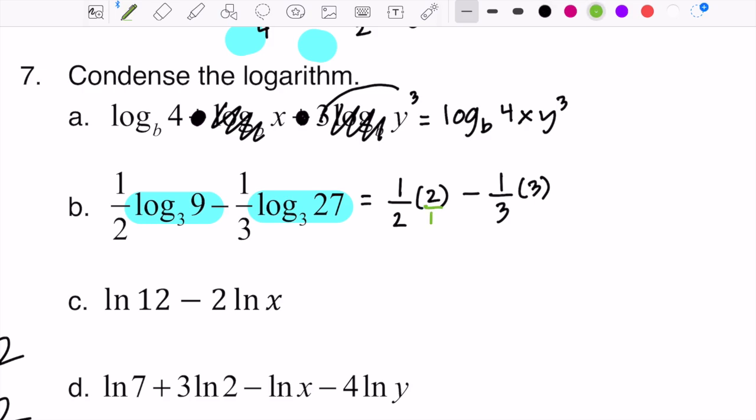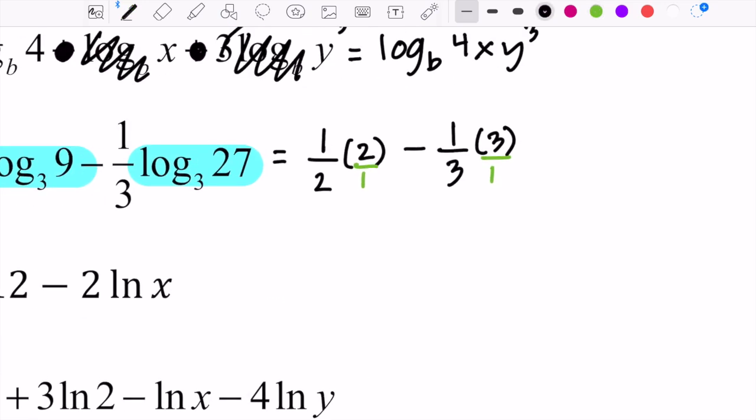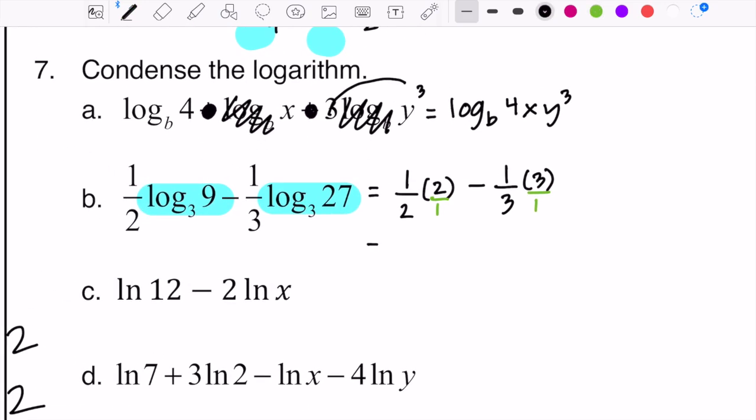So doing fraction math, 1/2 times 2 simplifies to 1. And then 1/3 times 3 also simplifies to 1, so this just comes out to 0.